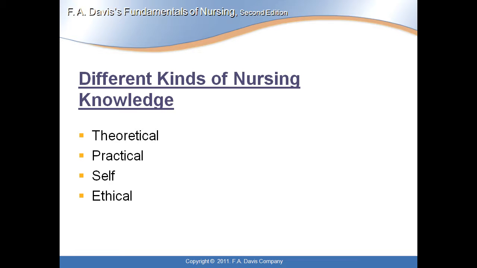There are different kinds of nursing knowledge, and we talked about each of these. Theoretical knowledge, and you cited in class, as an example, Maslow's hierarchy of needs. Practical knowledge, self-knowledge, and ethical knowledge, and examples were given of each.